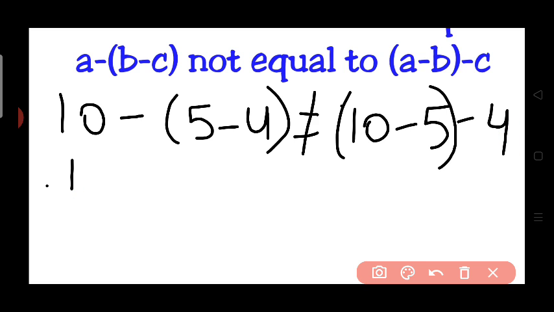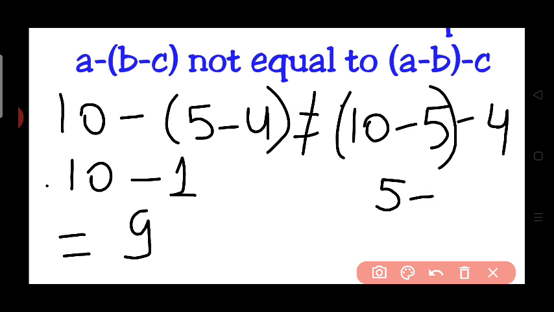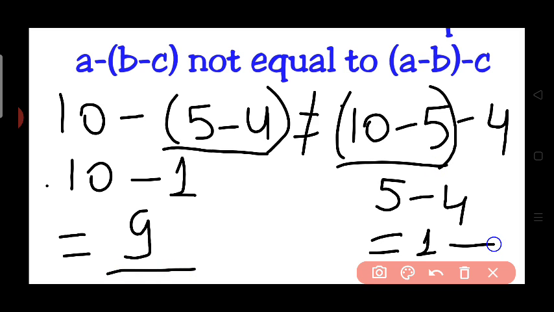Let me solve this. Here we write 10. Now 5 minus 4 is 1. So the result is 9. But on this side, 10 minus 5 is 5, and 5 minus 4 is 1. So we see that by changing the bracket, we do not get the same result on both sides. One side we get 9 and the other is 1.